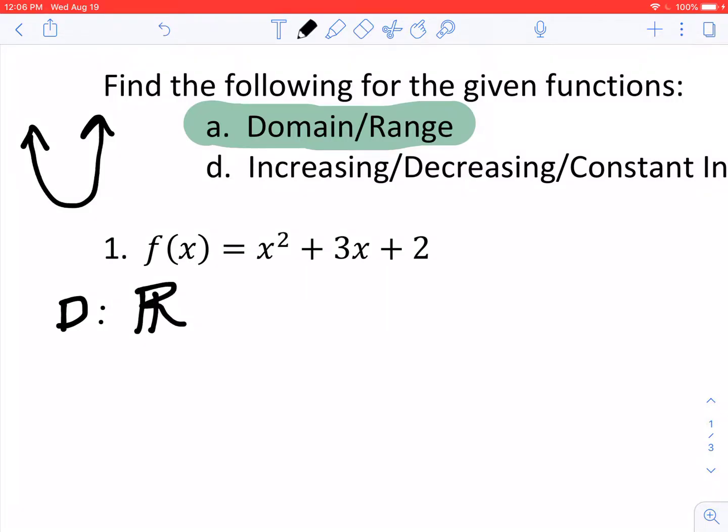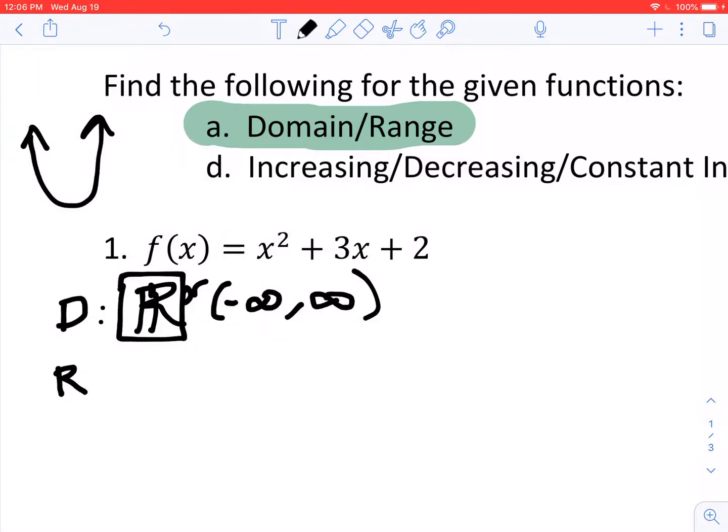Going left to right, the function is infinitely wide. It has a domain of all real numbers. If you wanted to write negative infinity to infinity, I would accept that. Either one is okay here. So all real numbers or negative infinity to infinity. Almost always, if the domain or range is negative infinity to infinity, I would write this just so it saves some time. But what about the range of this function?